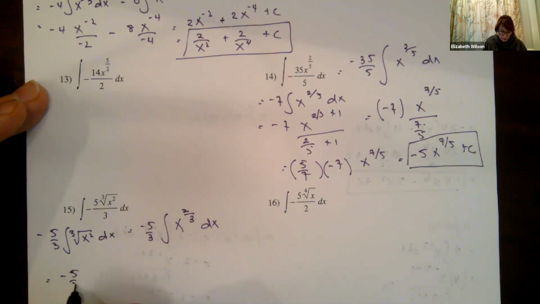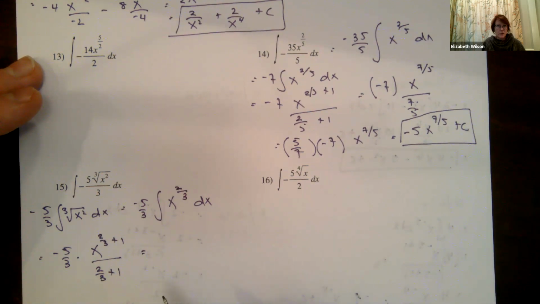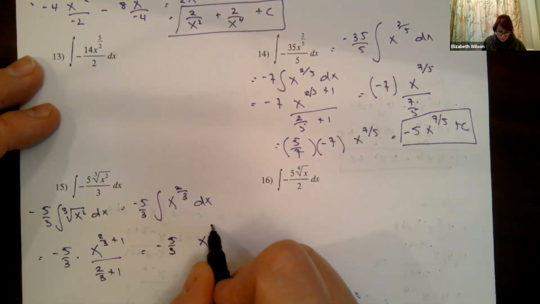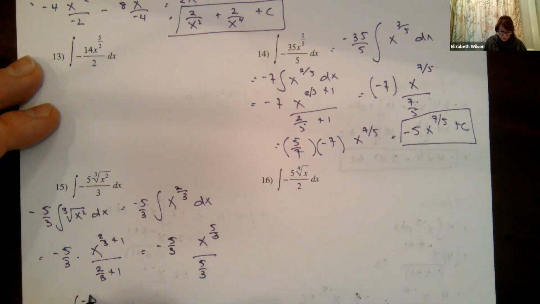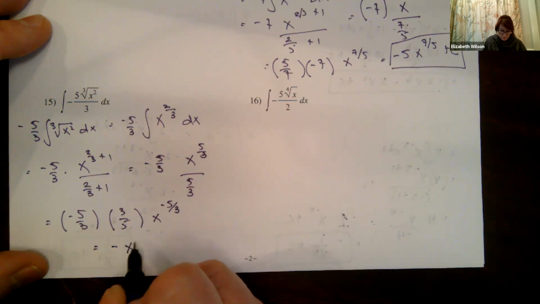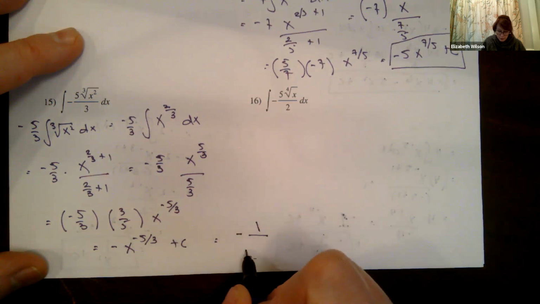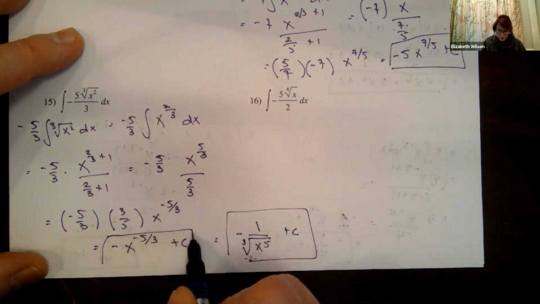So it's minus 5/3 times 2/3 plus 1. 2/3 plus 1 says 3/3, so 2/3 plus 3/3 is 5/3. I'm going to divide by a fraction, which means multiplying by its reciprocal, which I can say is going to be minus 1 all over the cube root of x to the 5th plus c. Or I could leave it like this. Either way, they're the same thing.